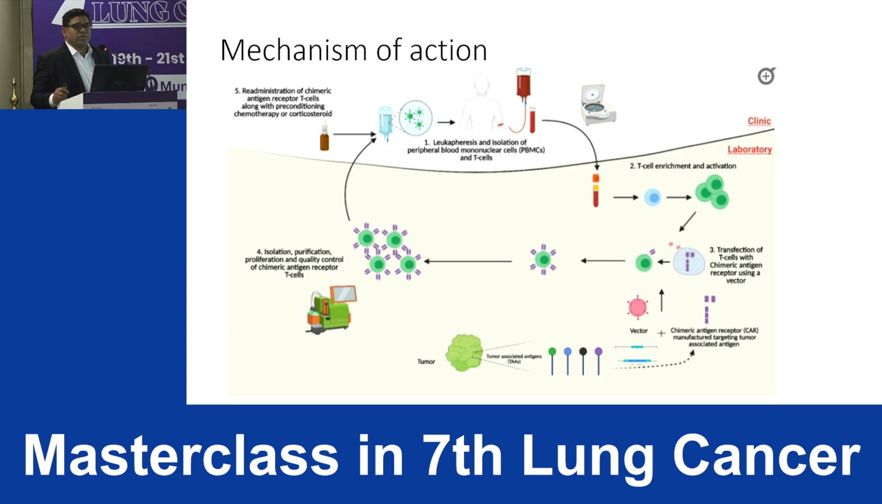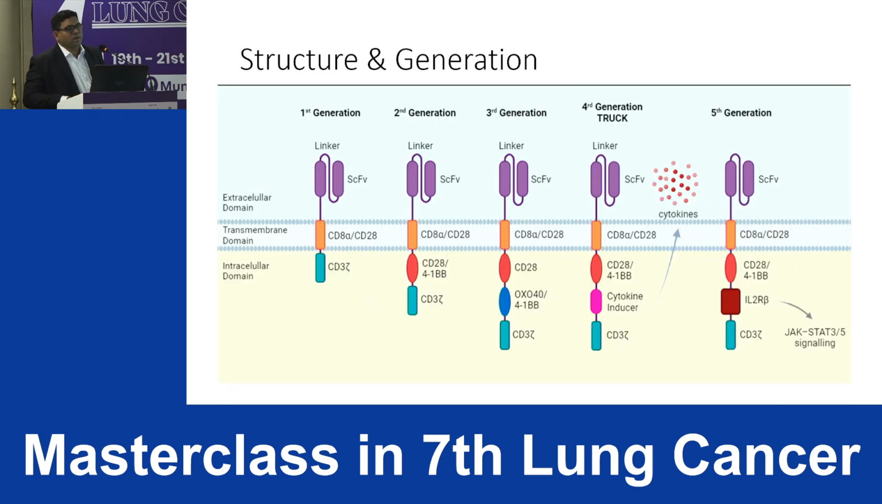Most of you would be well aware of this, and so I'm not going to utilize my precious time in explaining this. Let's jump up with what is the architecture of a CAR T. Now this is the single chain fragment variable. This is the one which actually identifies your antigen. This is the linker. The transmembrane domain is CD8 alpha and CD28, and if you see, this structure remains the same across all generations of CAR T.